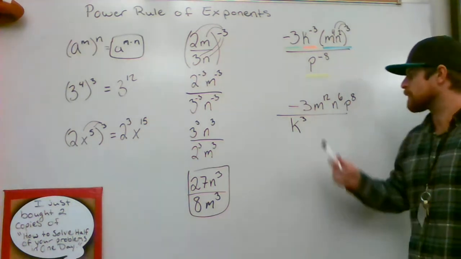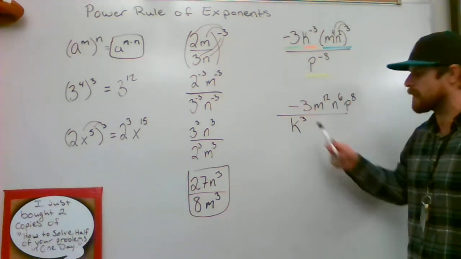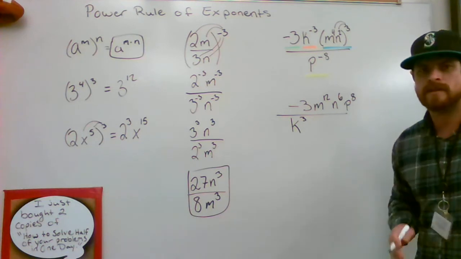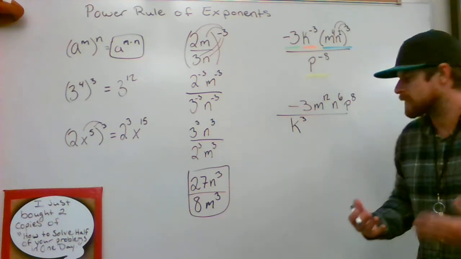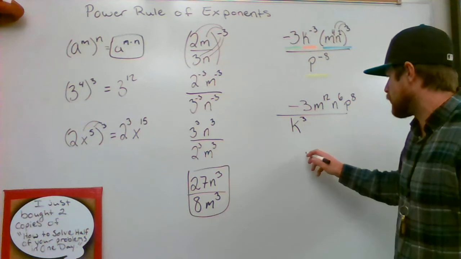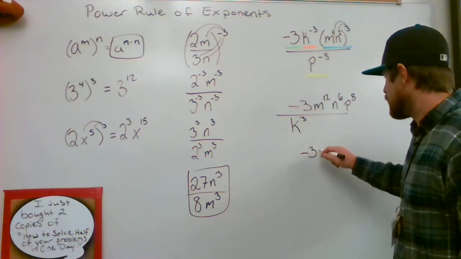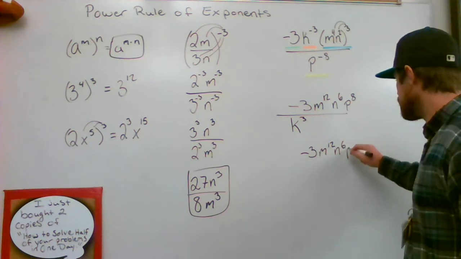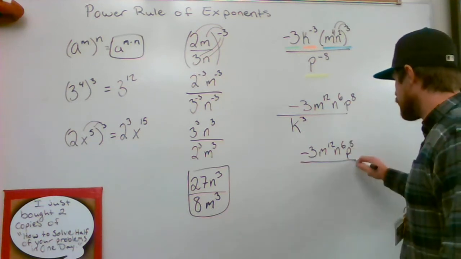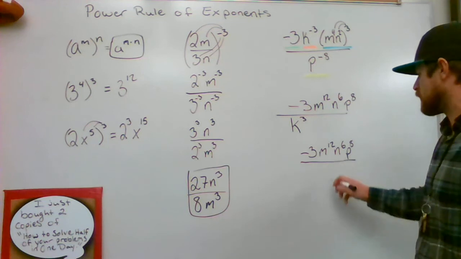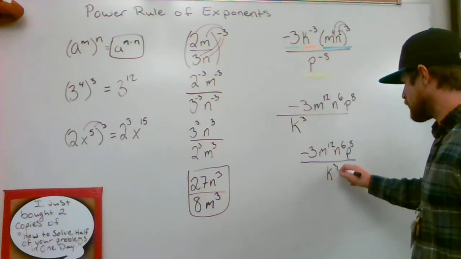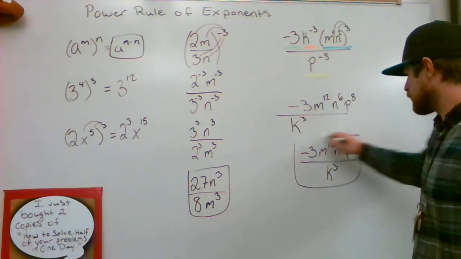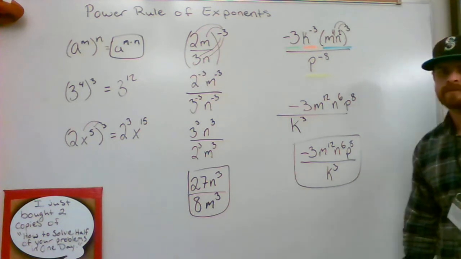There's nothing else to simplify because all of my exponents are now positives and have been shifted to where they need to be. And now me being the type of person that I am, I want this to look good. So I'm going to say negative 3 m to the 12th, n to the 6th, p to the 8th over, and I'm just going to shift that k to the 3rd to the middle, just because I want it to look good. And there we have our result.